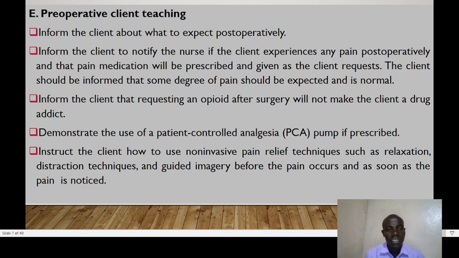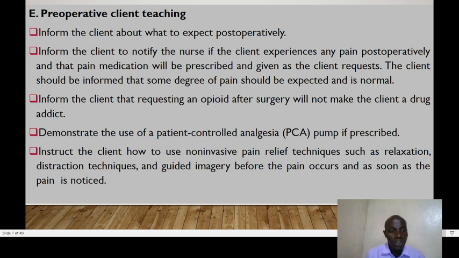Inform the client that requesting an opioid after surgery will not make the client a drug addict. So some patients will fear to ask for an opioid, fearing that they may develop addiction. So this should not be a concern.